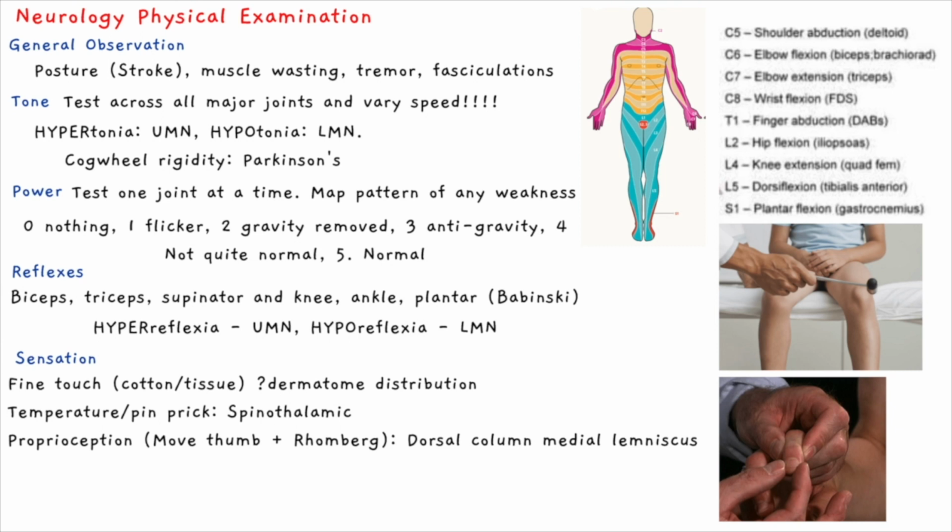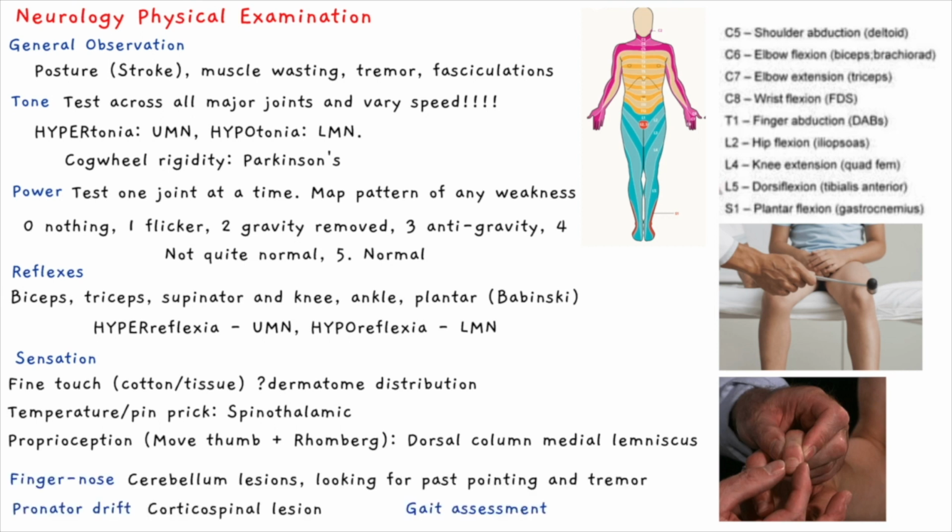Then assess for proprioception, as shown in that diagram. You're moving the thumb, and it's important to be on the sides of the thumb, not on the knuckle, as this is picked up by a different sensation. And you want to ask them if they can feel the thumb moving up or down, and this tests proprioception, which is mediated by the dorsal column medial lemniscus.